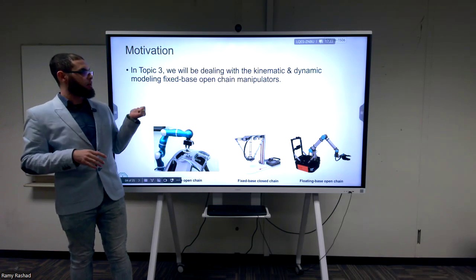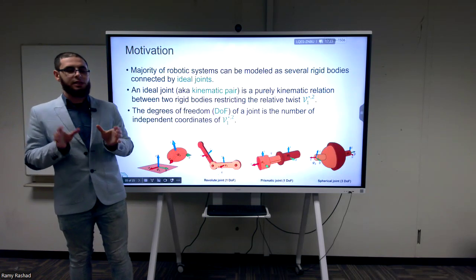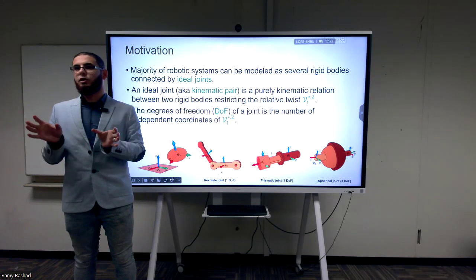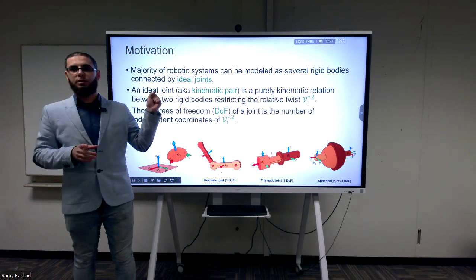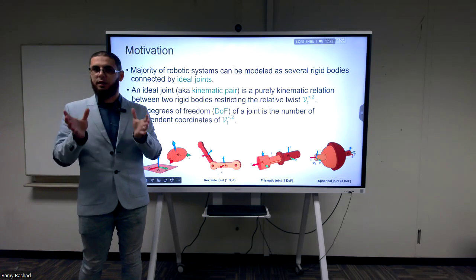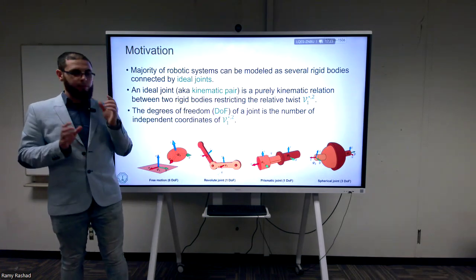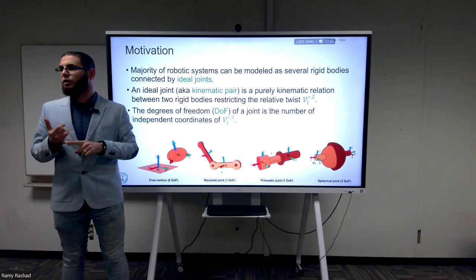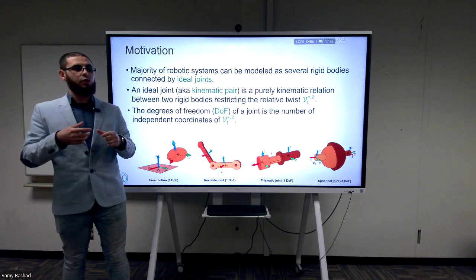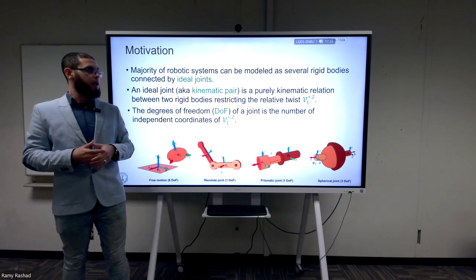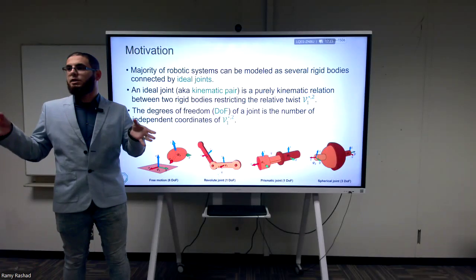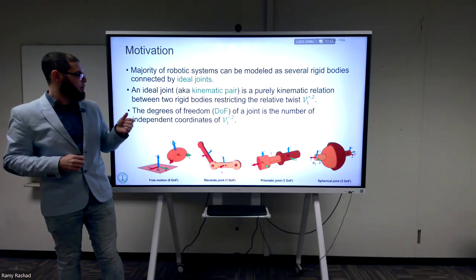These fixed base manipulators, we can think of them as the following: several rigid bodies connected to each other by ideal joints. And when we say an ideal joint, we're going to be spending some time here trying to describe what we mean by ideal joint, how can we describe it, again, using the Lie algebra approach we discussed, and how can we connect these rigid bodies with these ideal joints together.